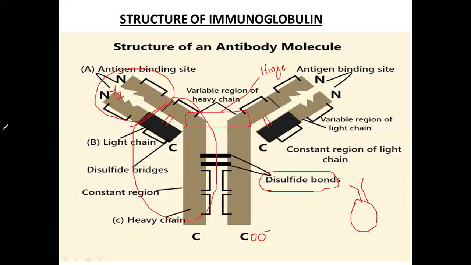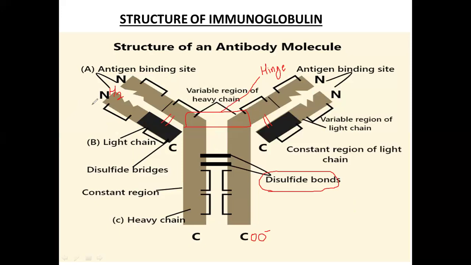Done. So this is about the variable region and the constant regions. Next, let's see about the light chains and heavy chains. Let's go to the diagram. Yeah, every point is done.